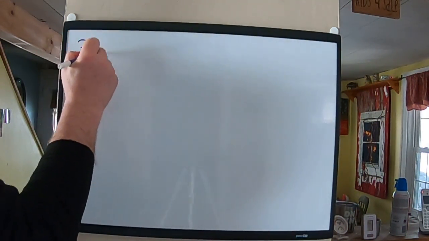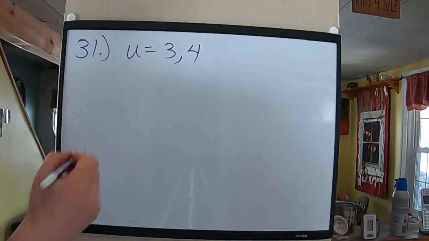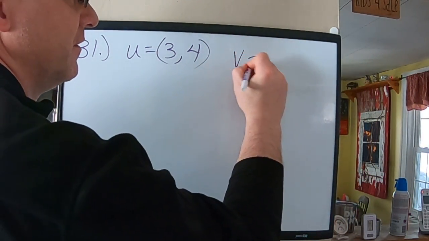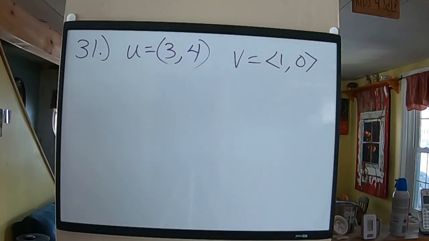This is number 31. They give us vector u is 3, 4. And it's funny, in this book, they use parentheses. I've seen other books, when they refer to a vector, use kind of pointy parentheses. I'll show you what that looks like. If vector v is 1, 0, they go like this. And I think it's good to use a different type of outside grouping symbol to make it more obvious that we're talking vectors. So be careful.